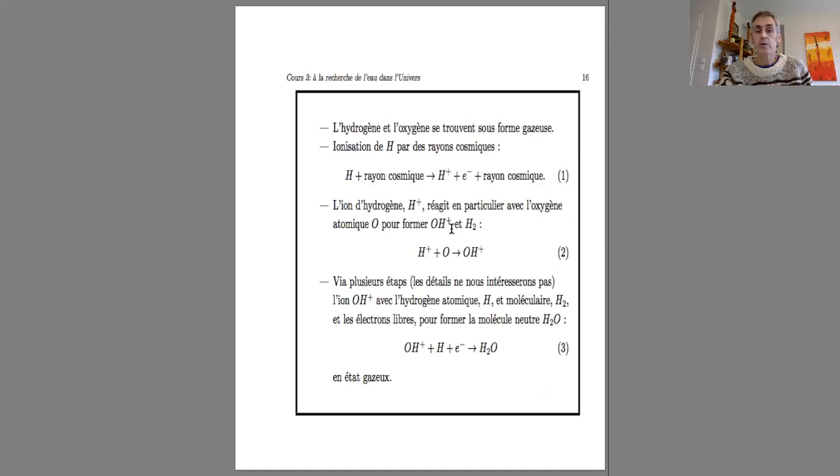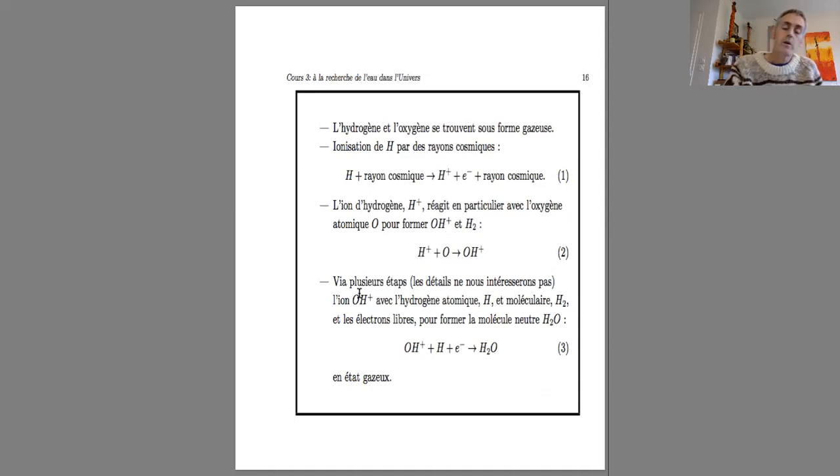the OH positive charge here, which I've written symbolically as this. So this hydrogen ion plus an oxygen atom react chemically to produce this OH ion.